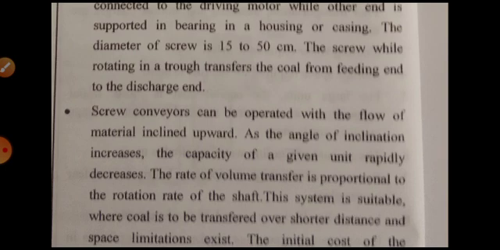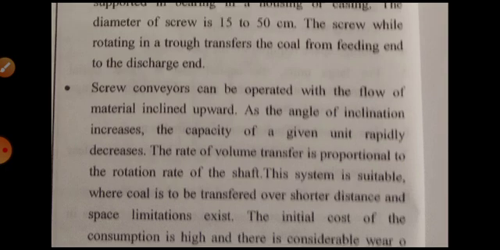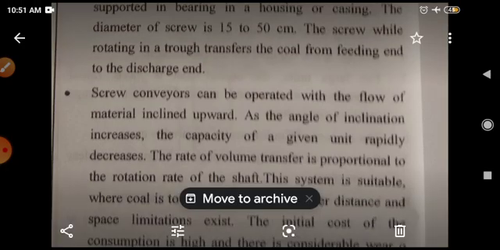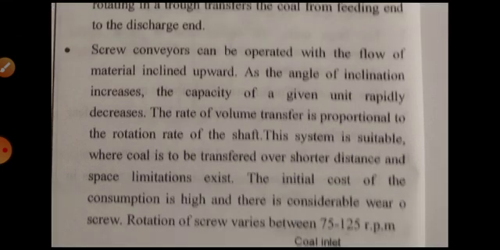or casing. The diameter of the screw is 15 to 50 cm. Rotating in a trough, it transfers the coal from the feeding end to the discharge end. A screw conveyor can be operated with the flow of material inclined upward. As the angle of inclination increases, the capacity of a given unit rapidly decreases. The rate of volume transfer is proportional to the rotation rate of the shaft.